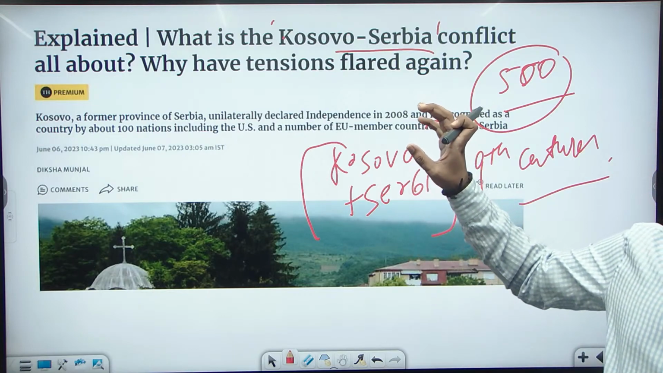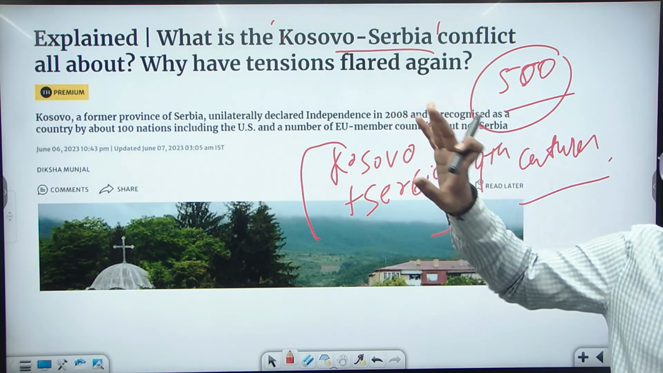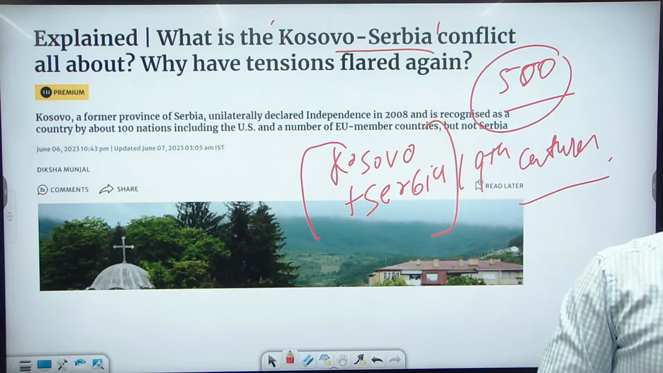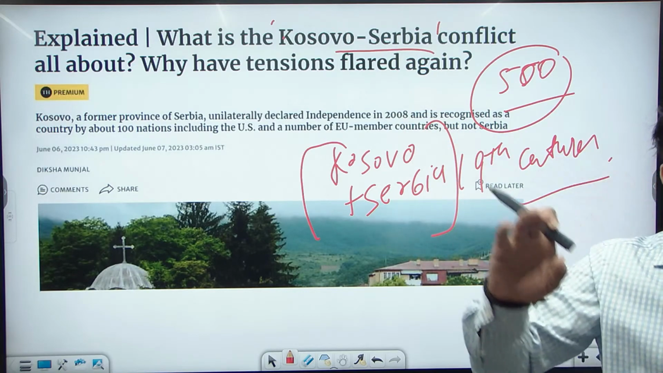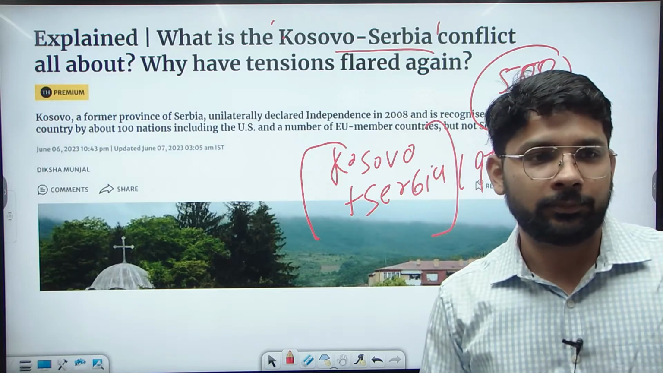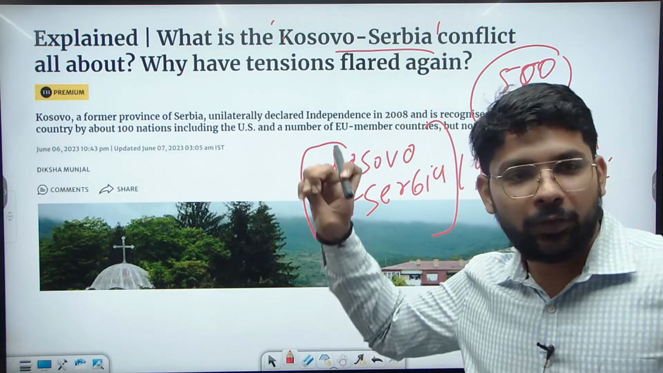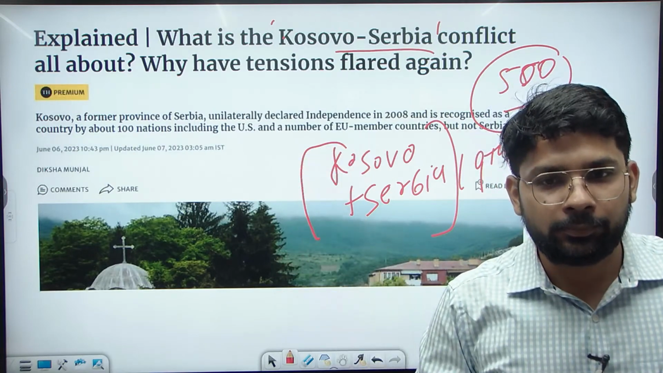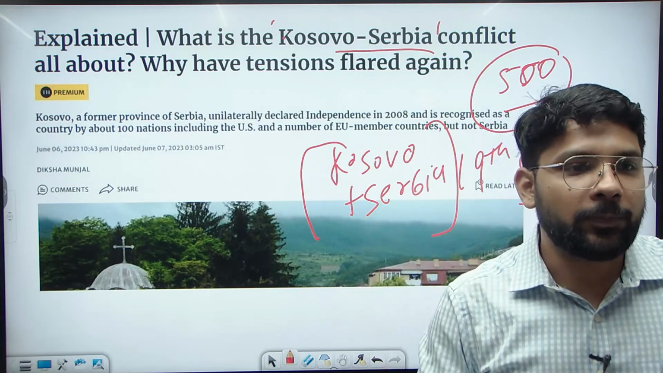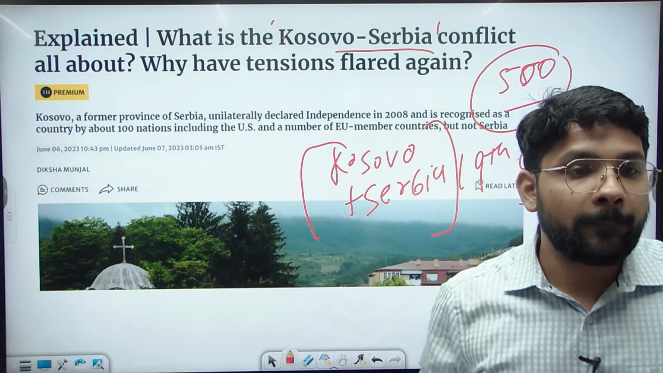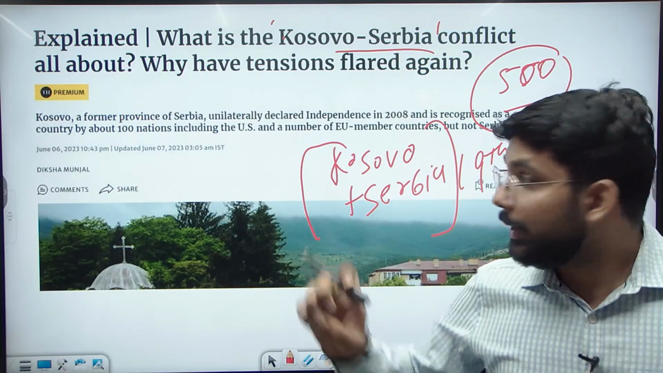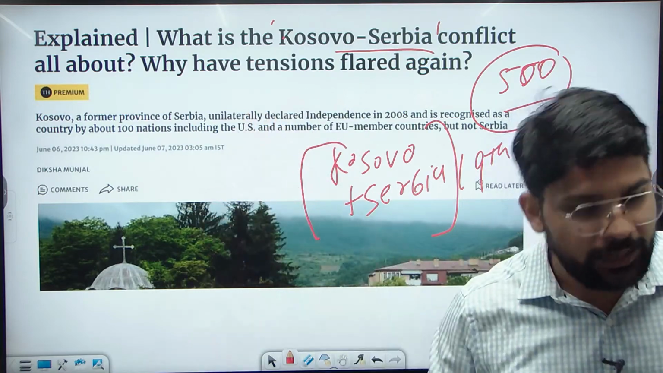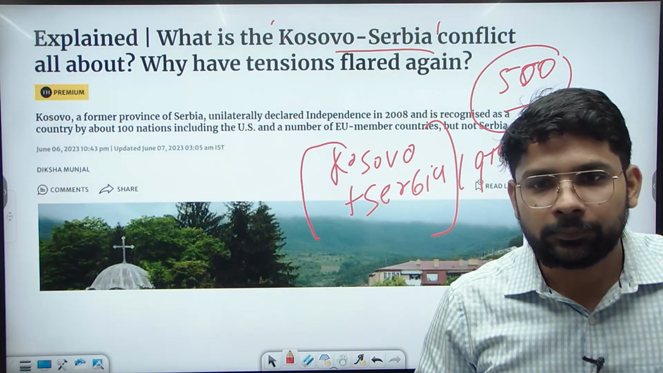So in this case, again in 2008, the single country became two countries, and it is recognized by more than 100 countries of the United Nations, but not recognized by Serbia. So this is an important fact for the prelims. India recognized it. Even the US recognized it.